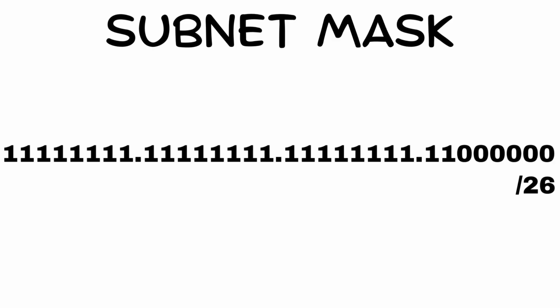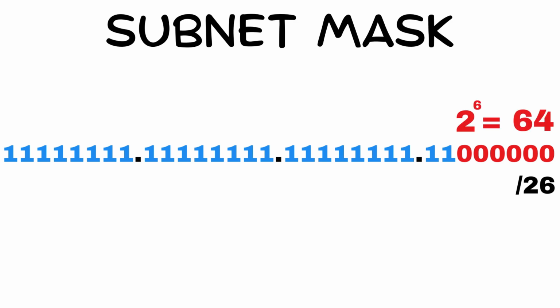Now let's apply this to our /26 network. A /26 means 26 bits belong to the network, and 6 bits are left for the hosts. Those 6 host bits give us 64 total addresses per subnet. After we remove the network address and the broadcast address, we are left with 62 usable addresses per subnet. Because we borrowed 2 bits, the last octet now looks like this in binary: 11000000. The first 2 bits are network bits. The remaining 6 bits are host bits.